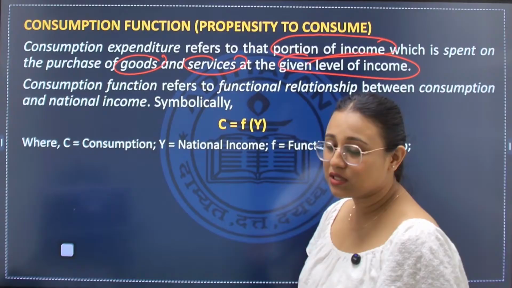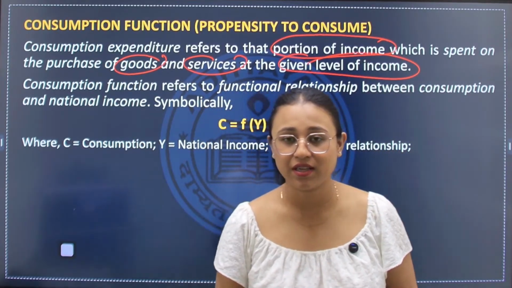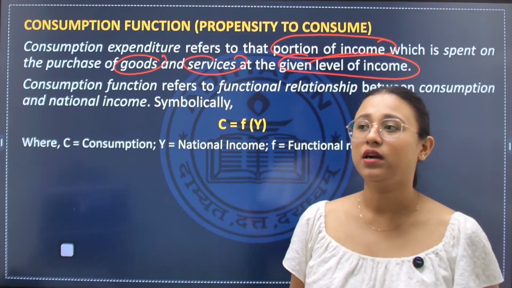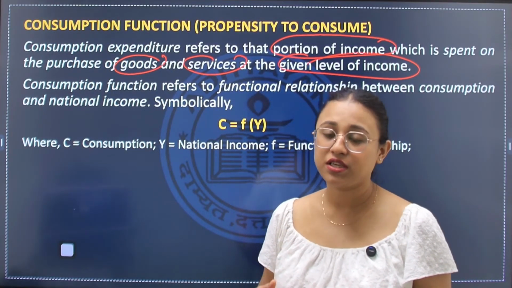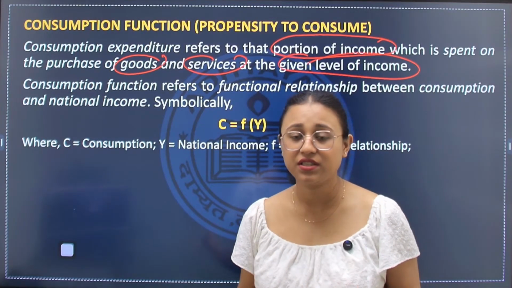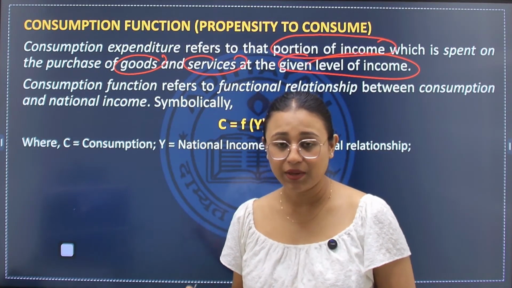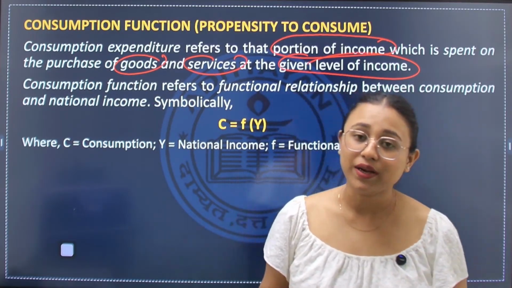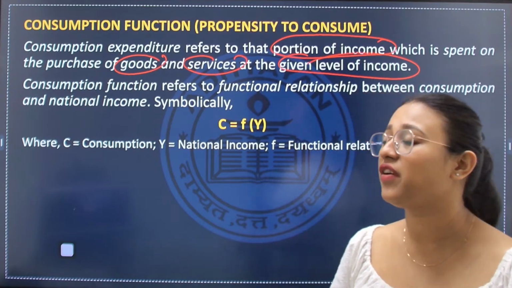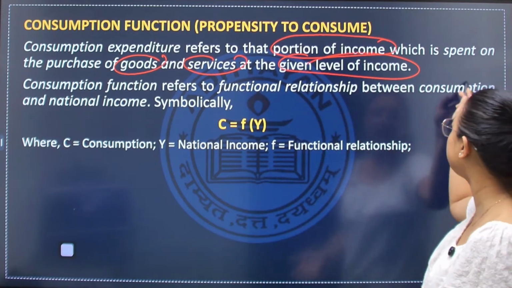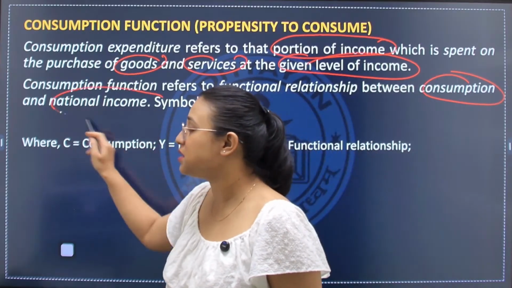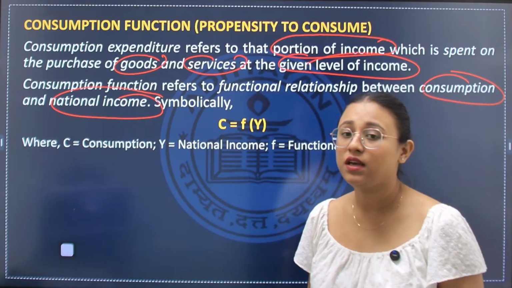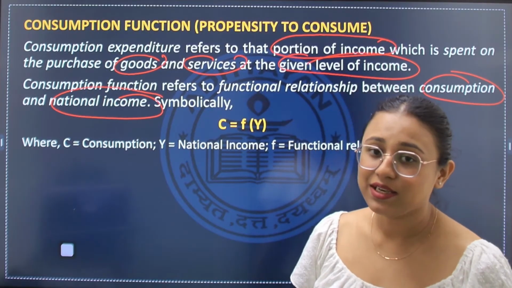So what is consumption expenditure? Consumption expenditure is nothing but a portion of total income which is actually spent on purchase of goods and services at a particular level of income. That is consumption expenditure. Now what is consumption function? Consumption function is the functional relationship between consumption and the national income.